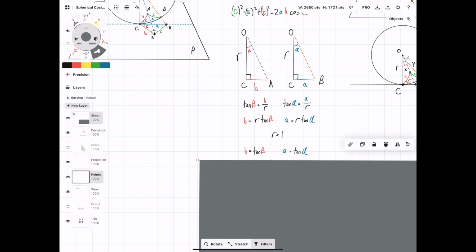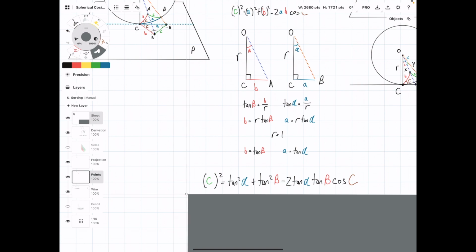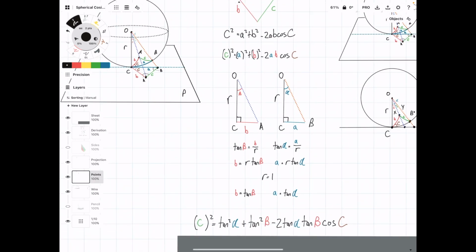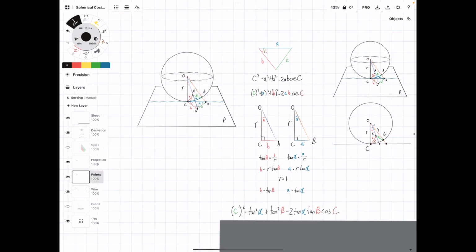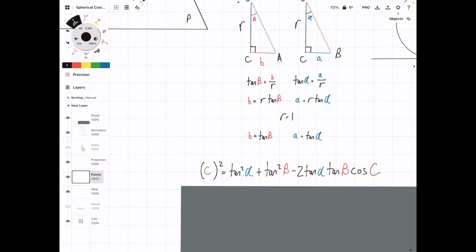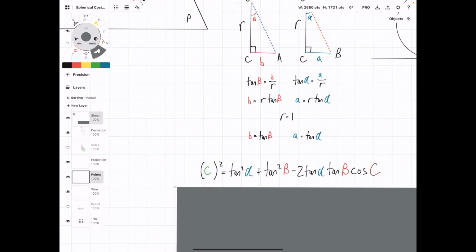So let me grab this thing and slide it down. So now we have c squared equals tan squared alpha plus tan squared beta minus 2 tan alpha tan beta cosine of c. And so what I did here was go back up to this triangle, and now we're solving for side C. Zoom back in. Alright, that's the last step of that one.